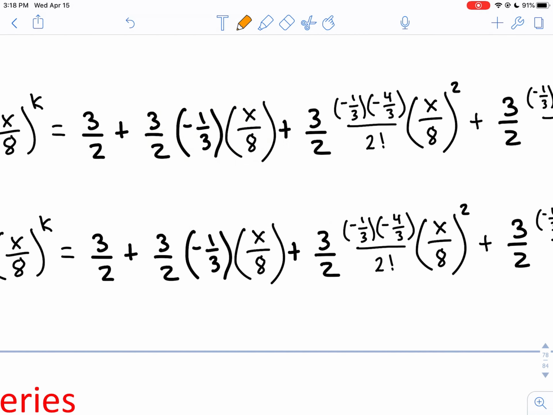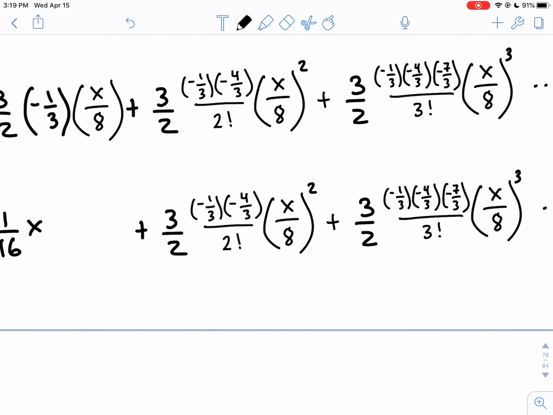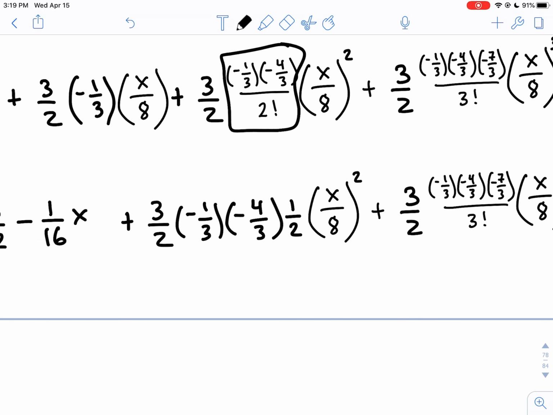Looking here, we get cancellation of those 3's. Looks like we're getting a -1/16. The next one, we've got fractions within fractions. It would be a good idea to think of this as, instead of dividing by 2 factorial, we're multiplying by a reciprocal of that. Now we'll see what happens here.